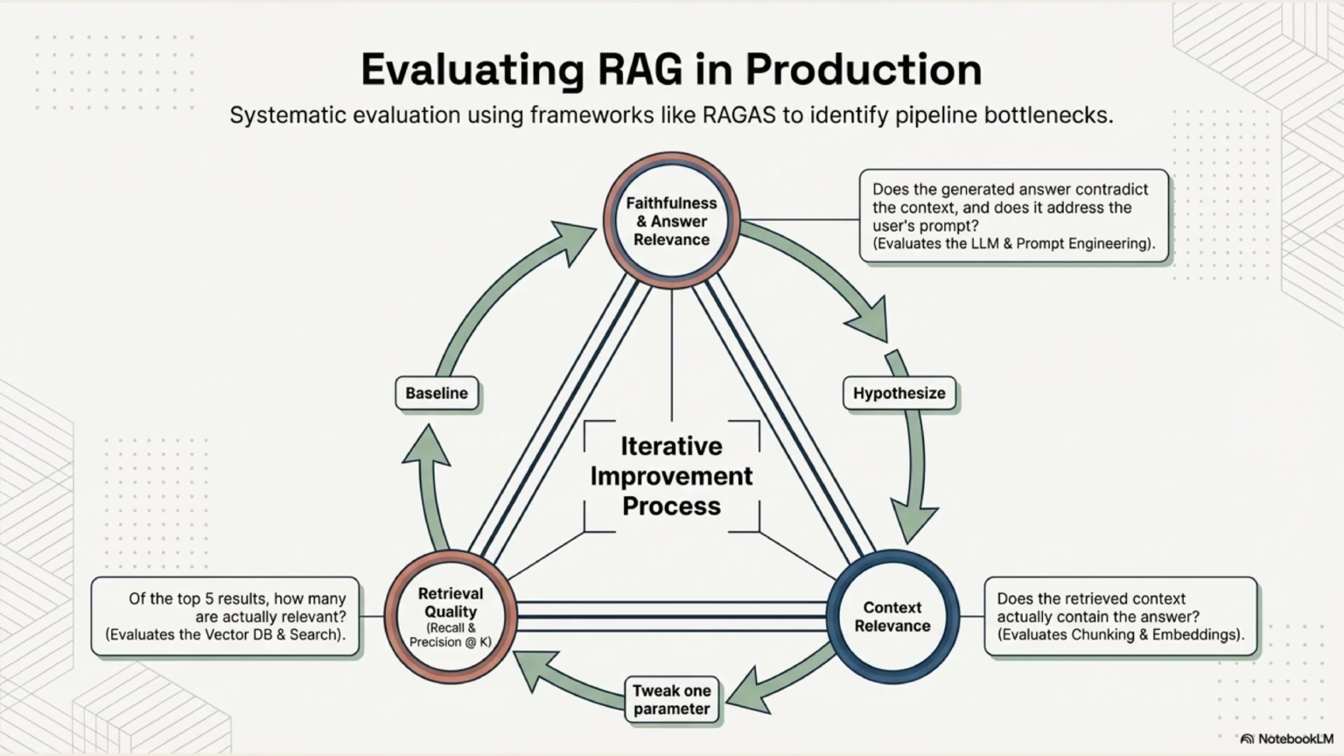The cycle works like this. You establish a baseline, you hypothesize where the problem is, you tweak one parameter, and you measure again. That's the iterative improvement loop shown by the arrows connecting all 3 nodes. The RAGAS, Retrieval-Augmented Generation Assessment System, framework automates the calculation of all 3 metrics. It is the standard tool for RAG evaluation in production. Measure everything, fix the weakest link first.